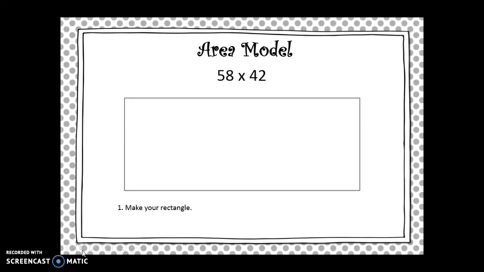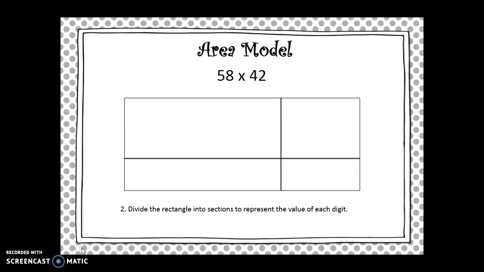Next, when we're doing the area model, we are looking at a rectangle area section. So you're going to make a rectangle in your journal. Make it large enough so that you can write in it. Our first step is to make a rectangle. Pause the video as you make your rectangle.